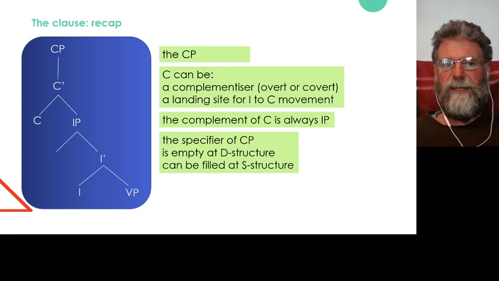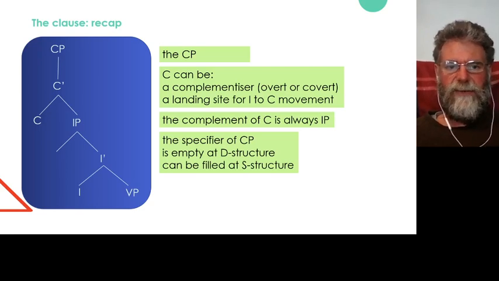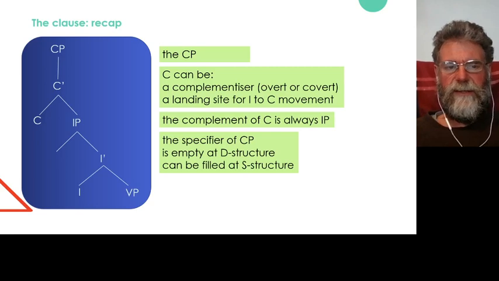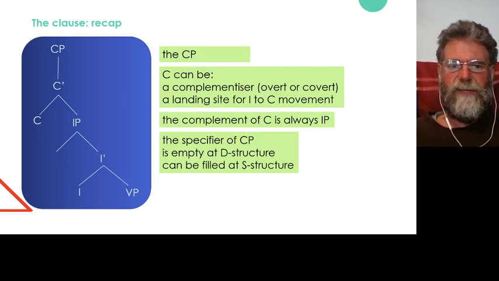And finally, the specifier of the CP, pretty much like the specifier of the IP, is always empty at D-structure, so there's nothing put there from the beginning, but it's open and vacant to be moved into. And that's what happens under some circumstances. WH phrases in interrogatives and in relative clauses, for example, will move to that specifier position.